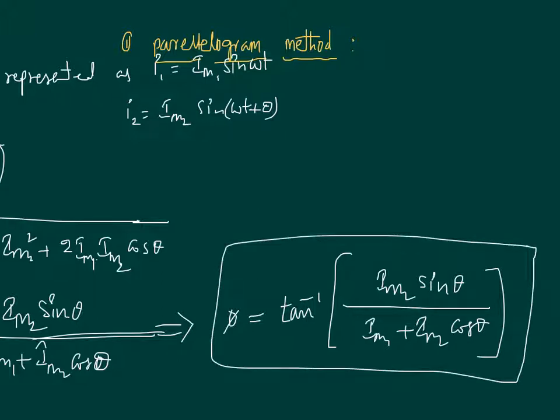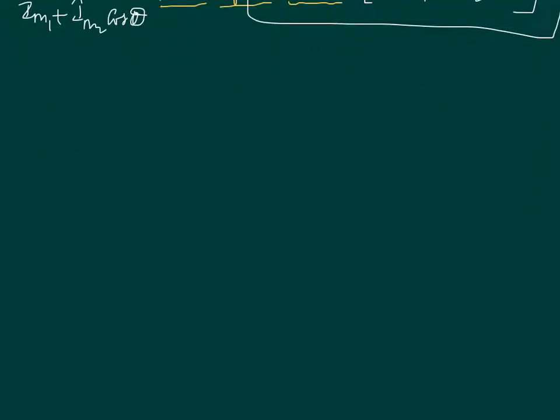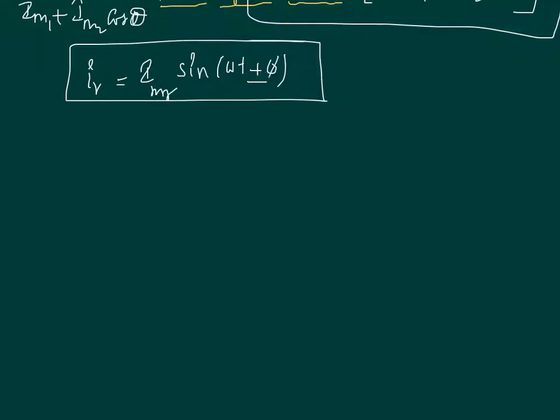Okay, we know the phi value now. Then the instantaneous value of the resultant current is given by iR equal to I maximum R sin(omega t plus phi). In general, it is plus or minus phi for addition of two phasor quantities. This is the limitation of this method.